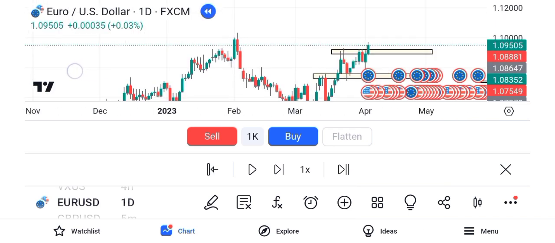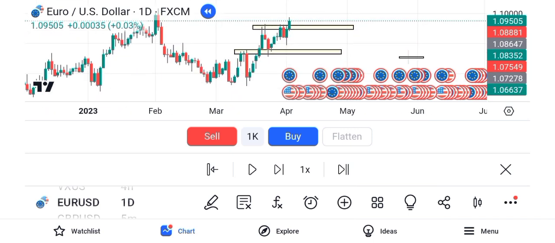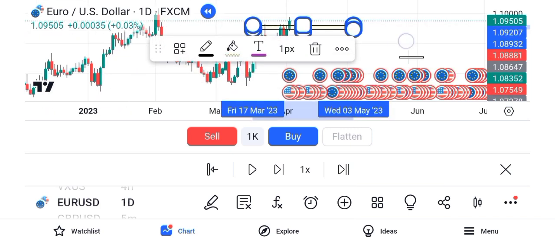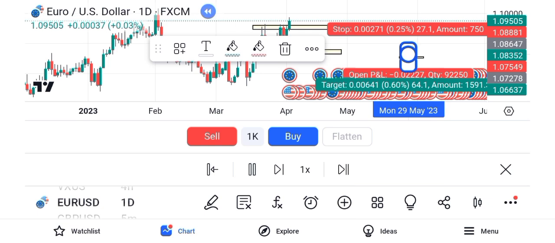I realize that price pushed upward here. So we are looking for price to return to this key zone here or this key zone here. So let's play it and see.